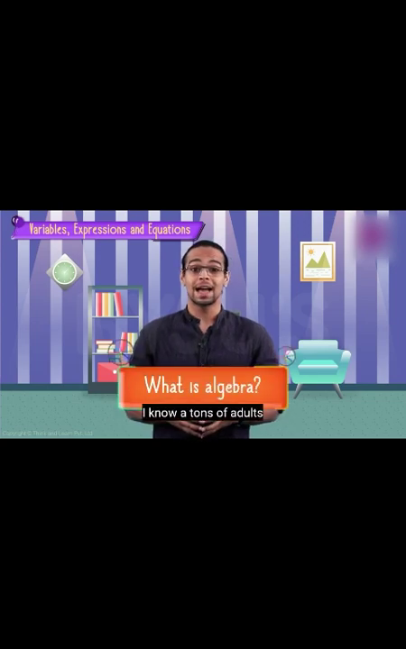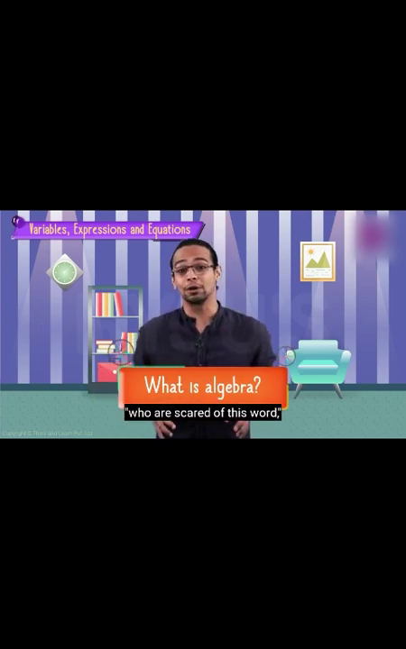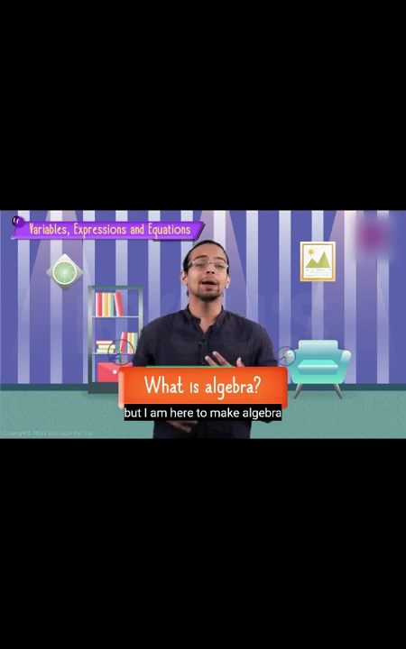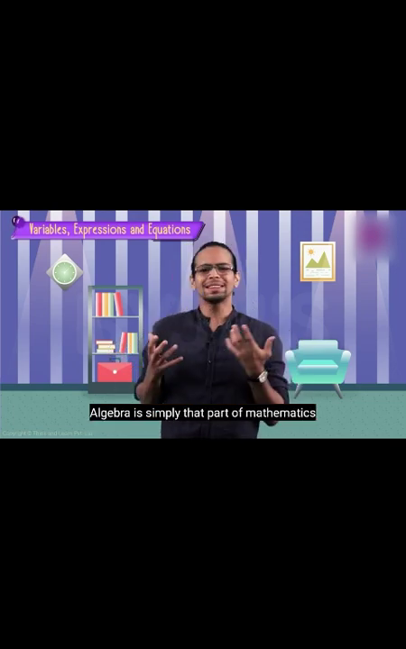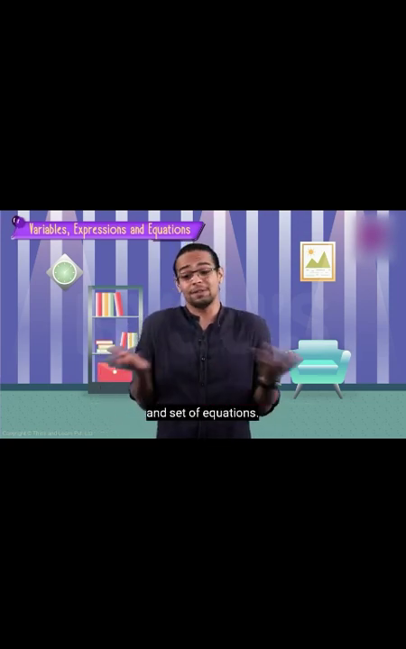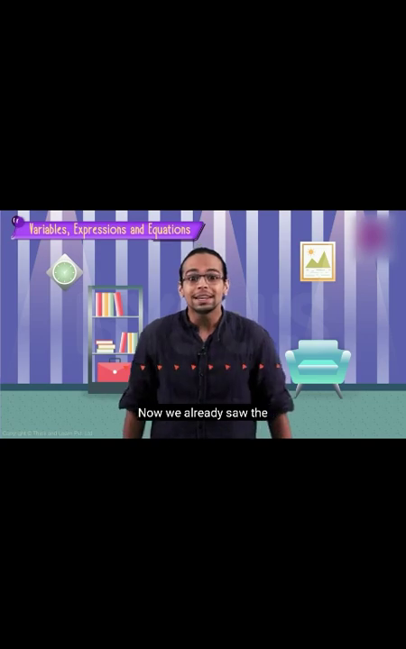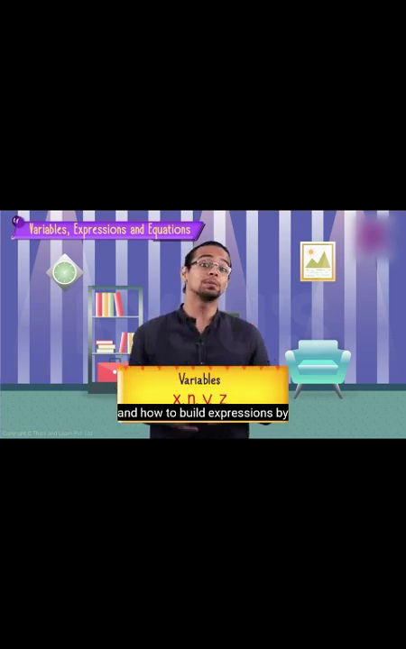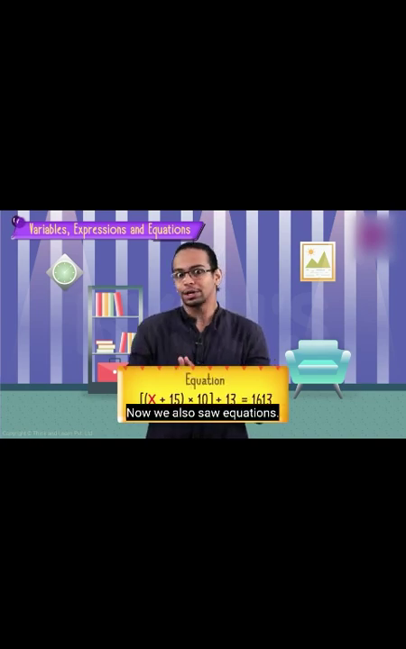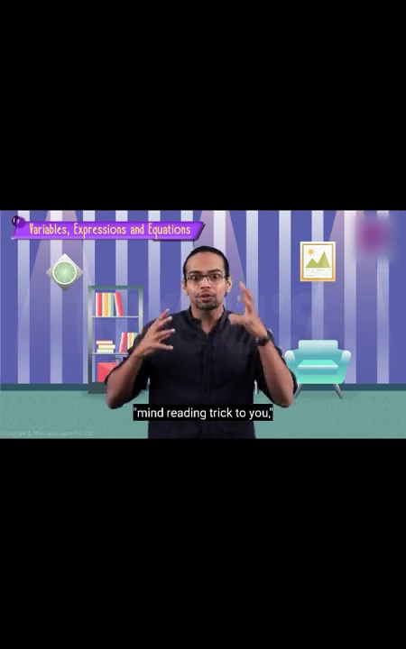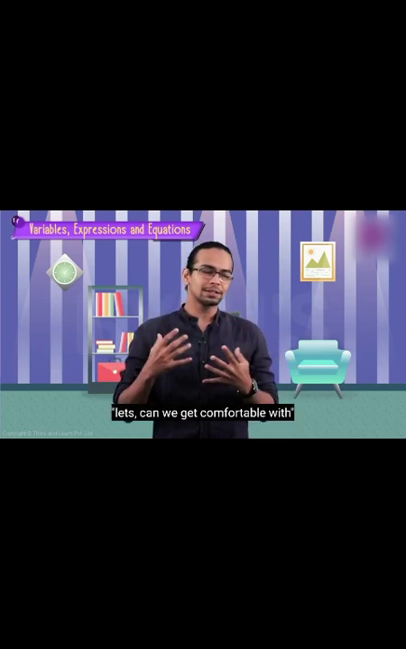So finally, what is algebra? I know tons of adults who are scared of this word, but I am here to make algebra your best friend. Algebra is simply that part of mathematics in which letters and symbols are used to represent numbers inside of equations. Now, we already saw the need for variables, right? And how to build expressions by adding constants into the mix. Now, we also saw equations. Now, before I explain the complete mind-reading trick to you, let's kind of get comfortable with variables.